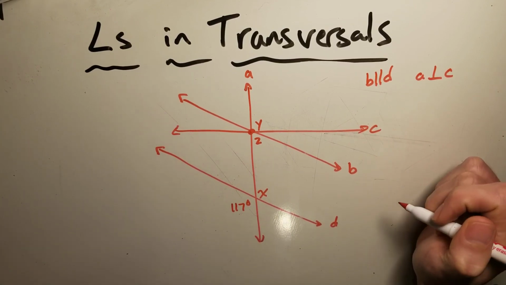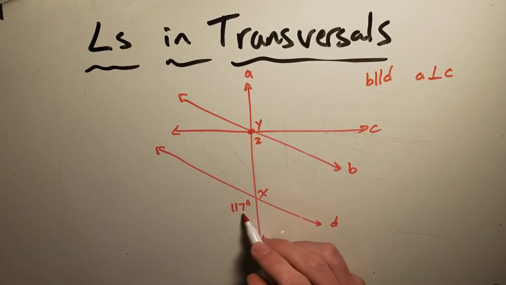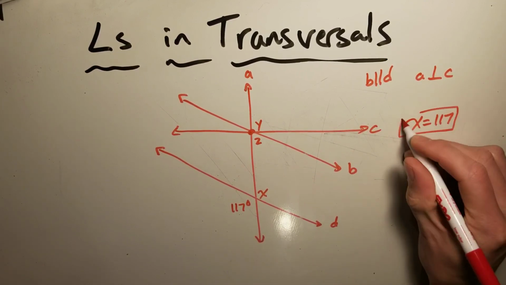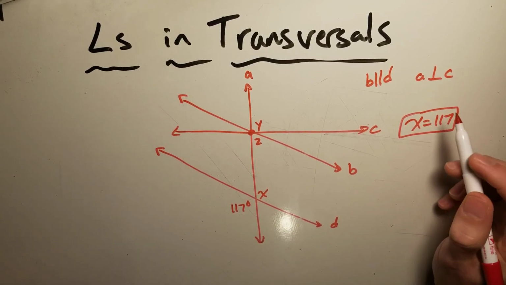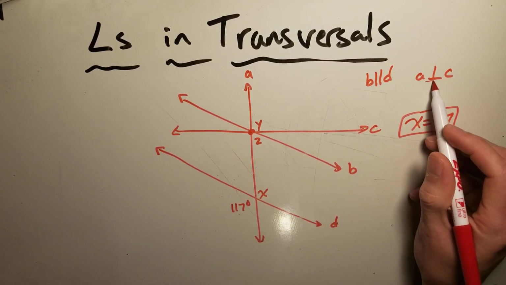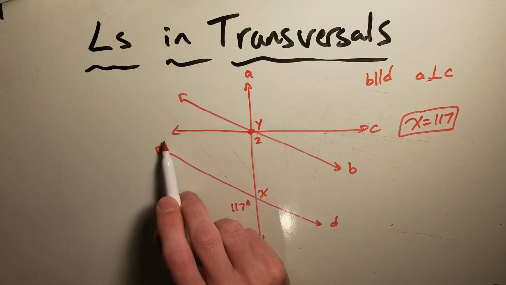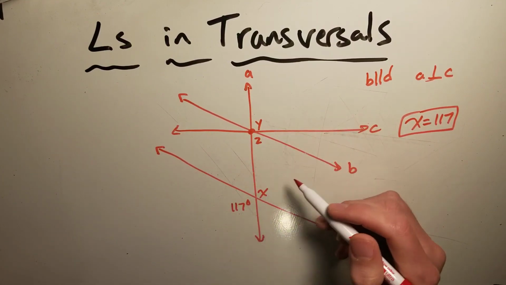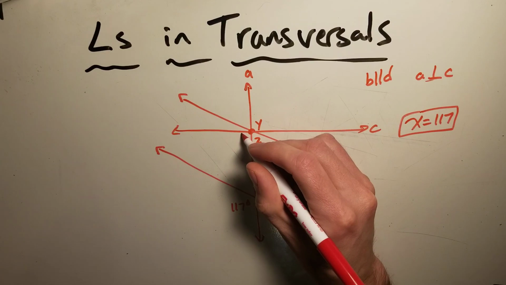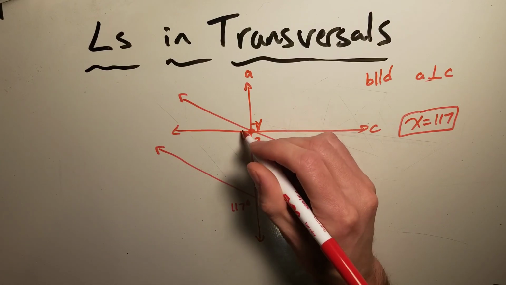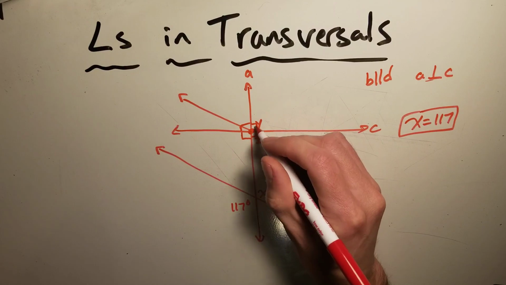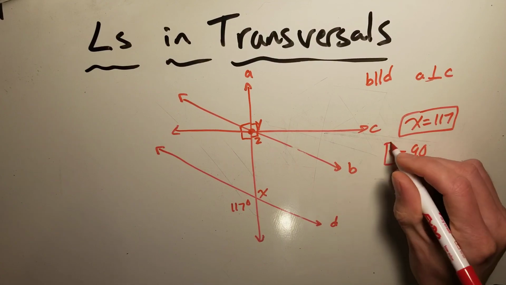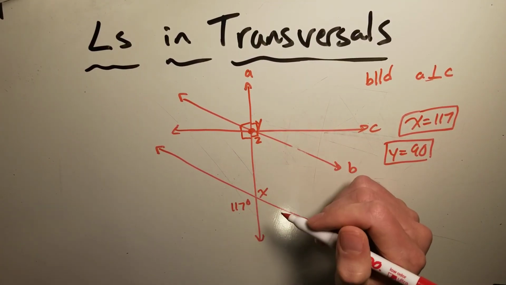So right off the bat, we should see angle X is vertical with this 117, so X should equal 117. Easy one. If you look at the fact that A is perpendicular with C, so just focusing on A and C, those are these two lines here, going across horizontally, going vertically. Since they're perpendicular, they're going to make right angles. So this is a right angle, this is a right angle, and here are right angles. We have 4 right angles. So right away, we're kind of given y. Y is 90 degrees.